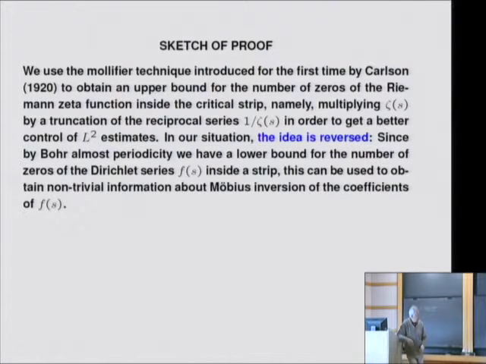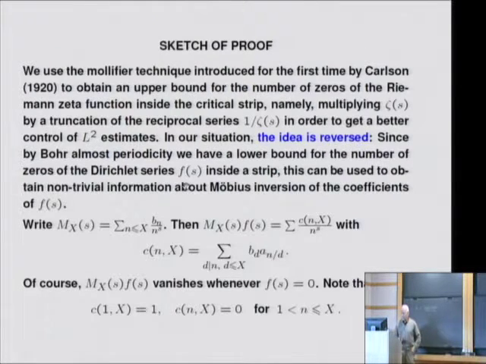Now, here, you know you're going to fail. That will mean that the method will fail, and that will mean that the reciprocal series must have many large coefficients. So that's the way it works. The modifier is a truncation of the inverse, the most stupid modifier you can think of. Multiply f by the modifier, get some coefficients, which are a convolution.